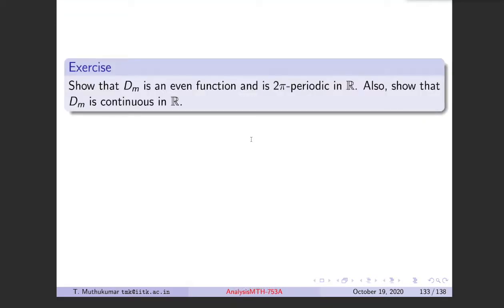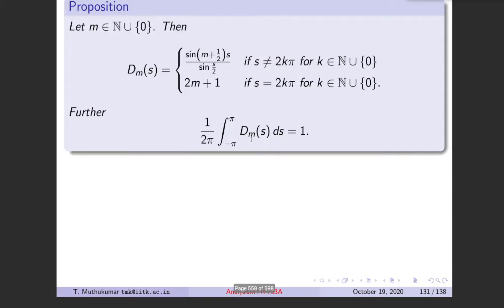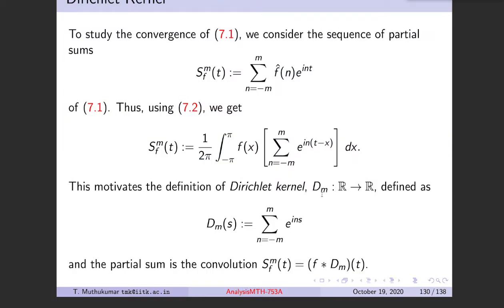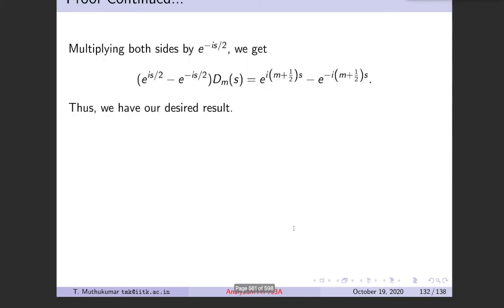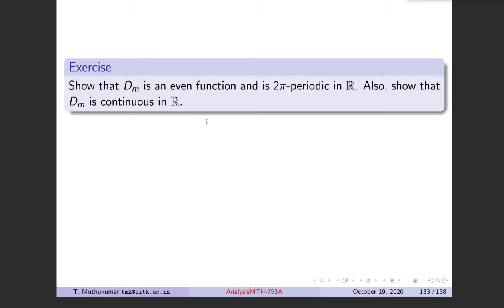Okay, so I will leave this as an exercise for you to check, that this Dirichlet kernel for each fixed m is actually an even function and is a 2 pi periodic function, which is why I was saying there, and though we took the domain as R here, it actually becomes a 2 pi periodic function. You can see that from here. And you also show that D_m is a continuous function. All these are easy to show.